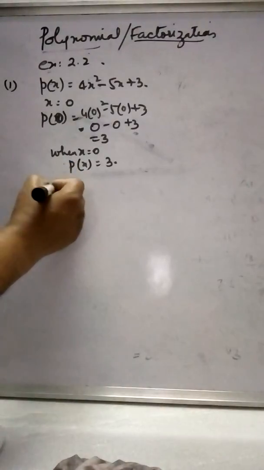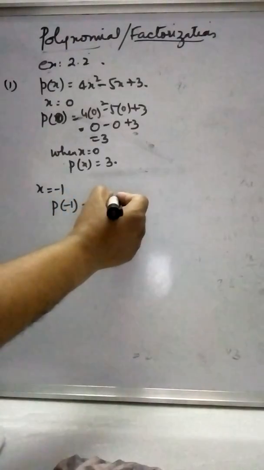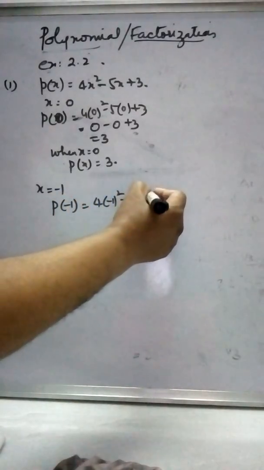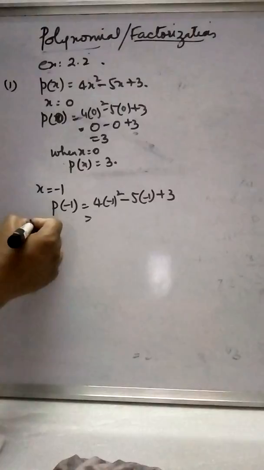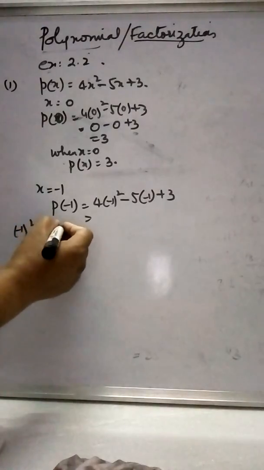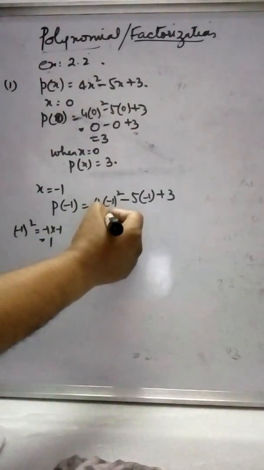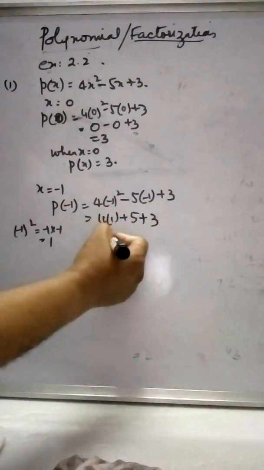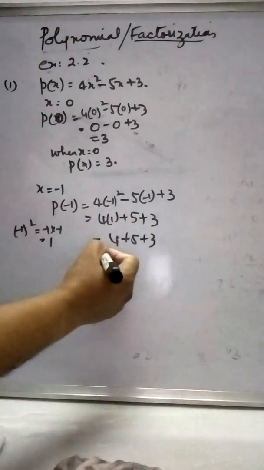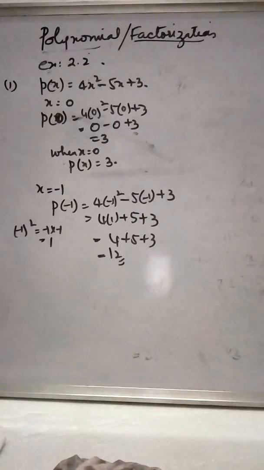So second one is telling x is equals to minus 1. So p of minus 1 is equals to 4 into minus 1 whole square minus 5 into minus 1 plus 3. Minus 1 whole square is equals to minus 1 into minus 1. Minus into minus is plus, 1 into 1 is 1. So I'll get 1. So 4 into 1 minus into minus plus, 5 into 1 is 5 plus 3. So 4 ones are 4 plus 5 plus 3, which is equals to 9, 10, 12. So when x is equals to minus 1, p of x is equals to 12.